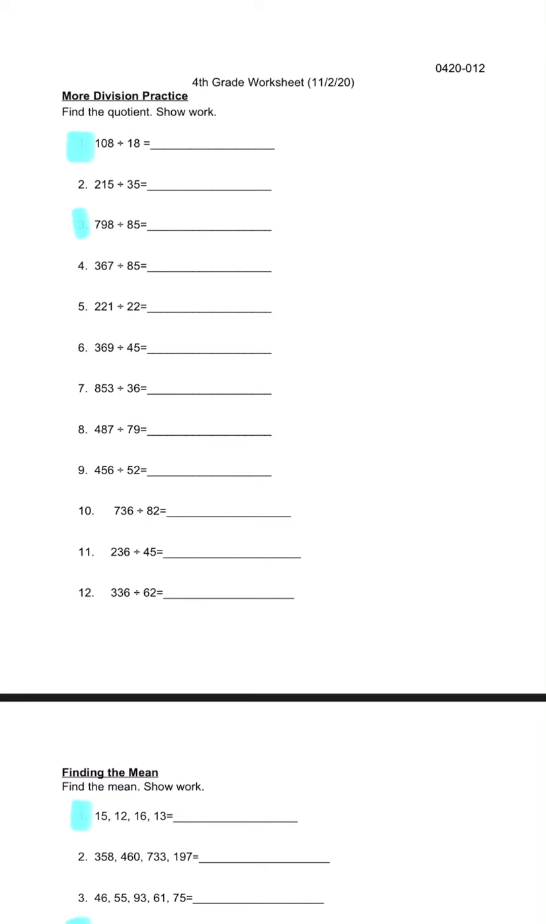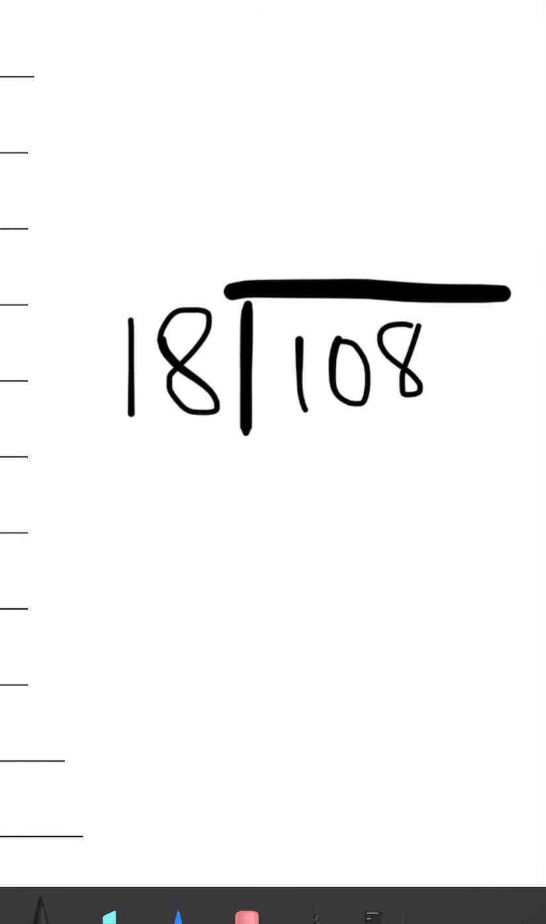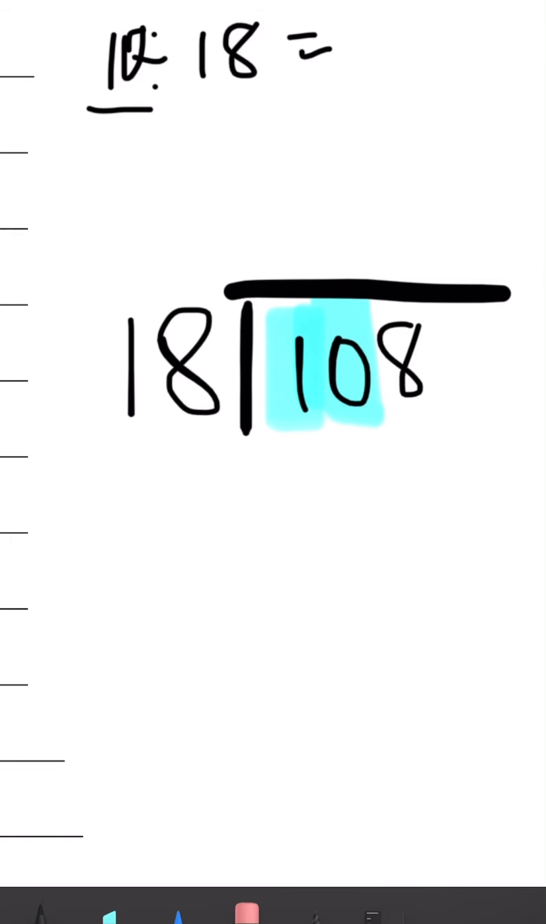Number 1, 108 divided by 18. First, you're going to look at the first number and see if this is possible. Since it is not, you will look at the first two numbers and see if this is possible. That is not possible since 10 is smaller than 18. So we'll go ahead and look at the full number, and we'll do 108 divided by 18.